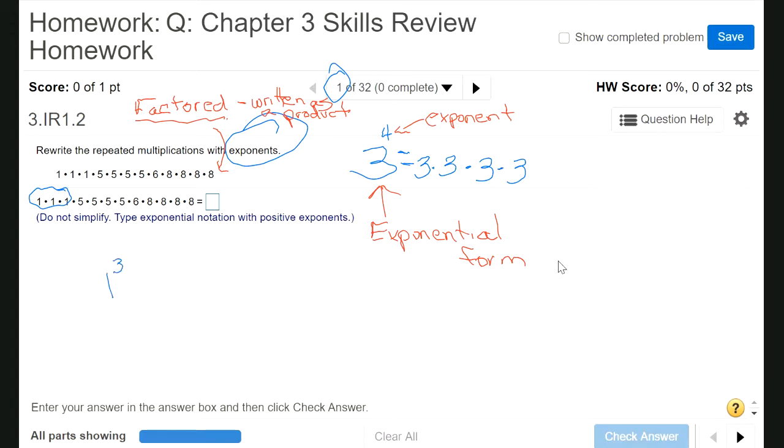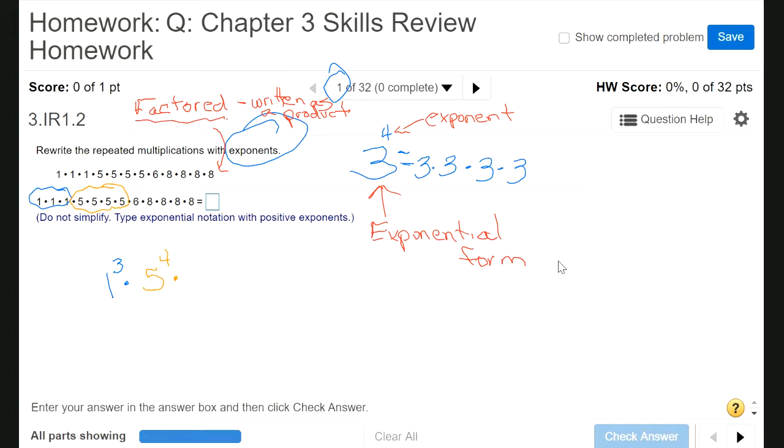Did everybody do that? Times. And then we have, let's do these in different colors just for fun. We have 5. How many 5s? 1, 2, 3, 4. I have 4 5s. So 5 is the factor. It's repeated 4 times. Times.